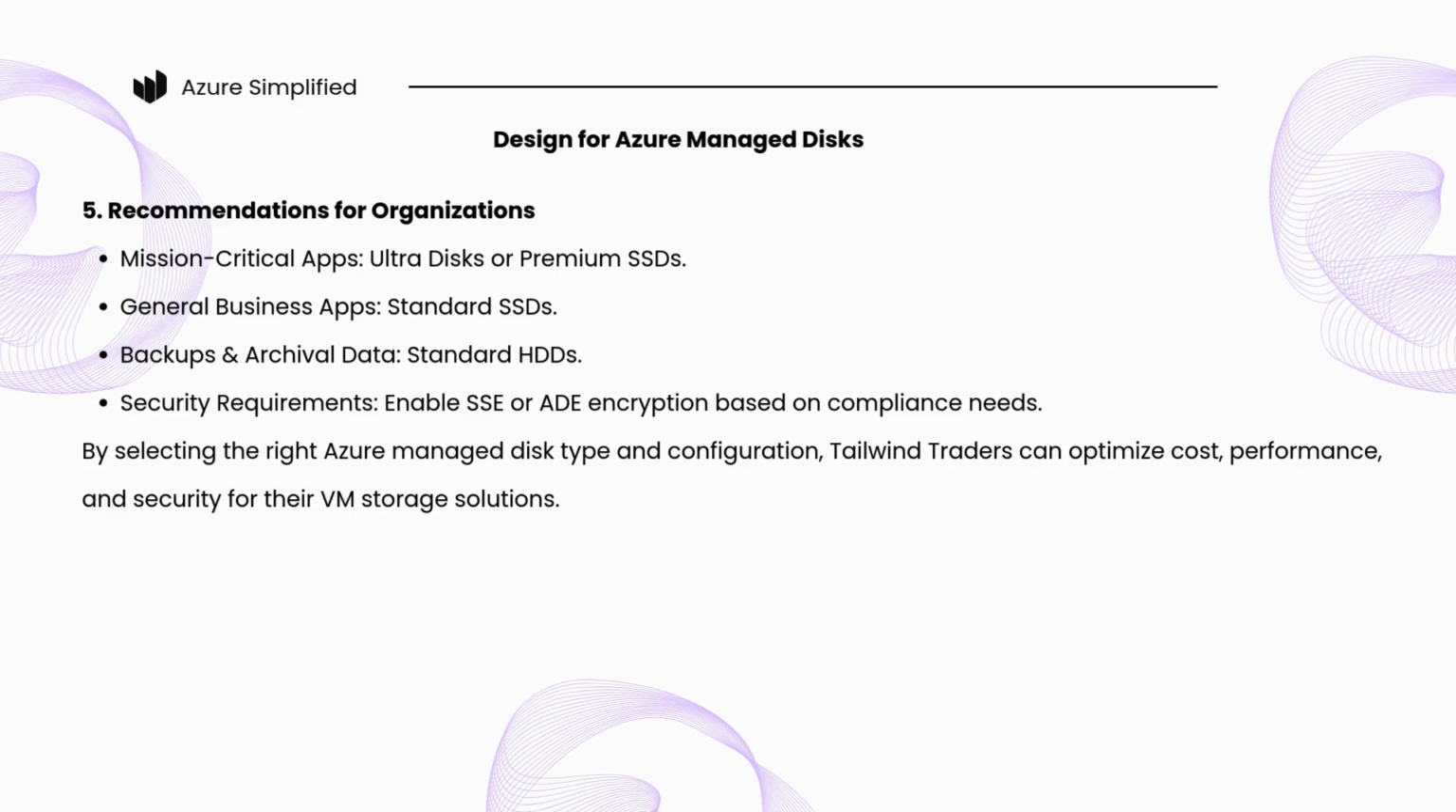5. Recommendations for organizations. Mission-critical apps, Ultra disks or premium SSDs. General business apps, standard SSDs. Backups and archival data, standard HDDs. Security requirements, enable SSE or ADE encryption based on compliance needs. By selecting the right Azure managed disk type and configuration, organizations can optimize cost, performance, and security for their VM storage solutions.